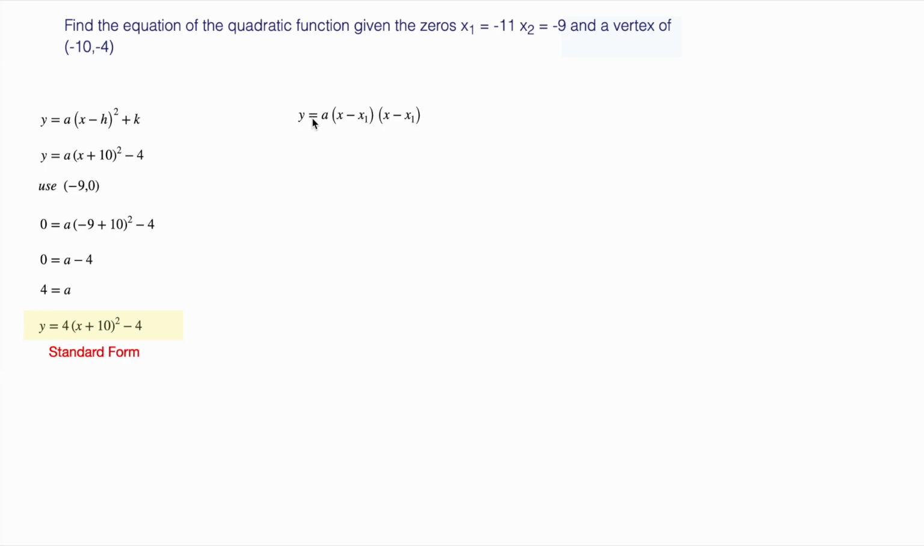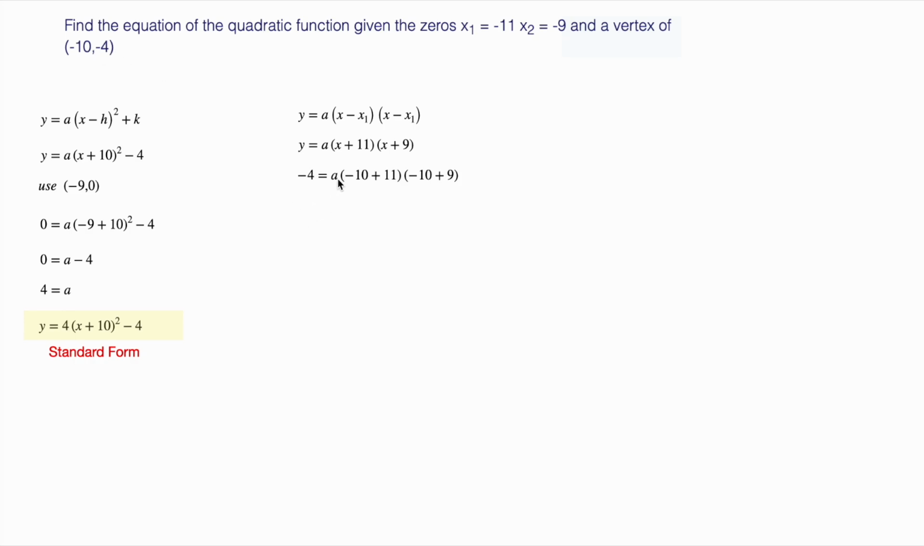I could also use the intercept form. The intercept form is a times (x minus your first zero) times (x minus your second zero). I'm going to replace the zeros with -11 and -9. Minus -11 is plus 11, minus -9 is plus 9. I'm going to replace the x and y with my vertex. I'm going to replace the x with -10 in both cases, and I'm going to replace the y with -4.